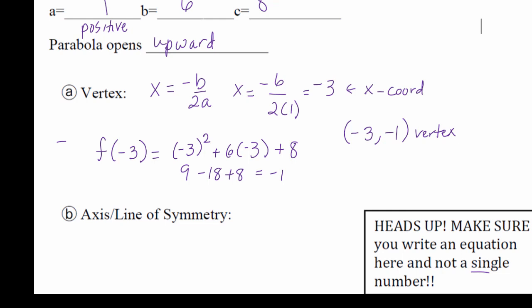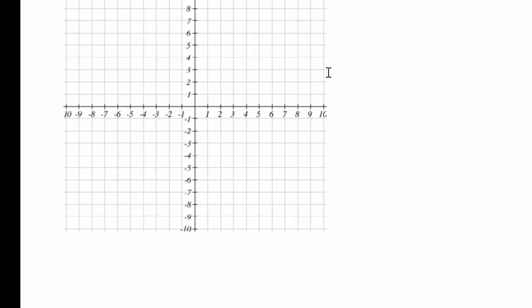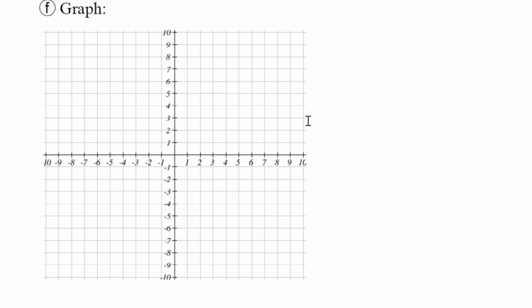As a matter of fact, let's go to the graph and just graph that negative 3, negative 1. So scrolling down, I'm going to go ahead and put negative 3, negative 1 right here on my graph. And I'm going to know that that's my lowest point. So my graph will open upward. And the next thing that I know is that I have a vertical line that goes right through that vertex. So it'll go right through that.